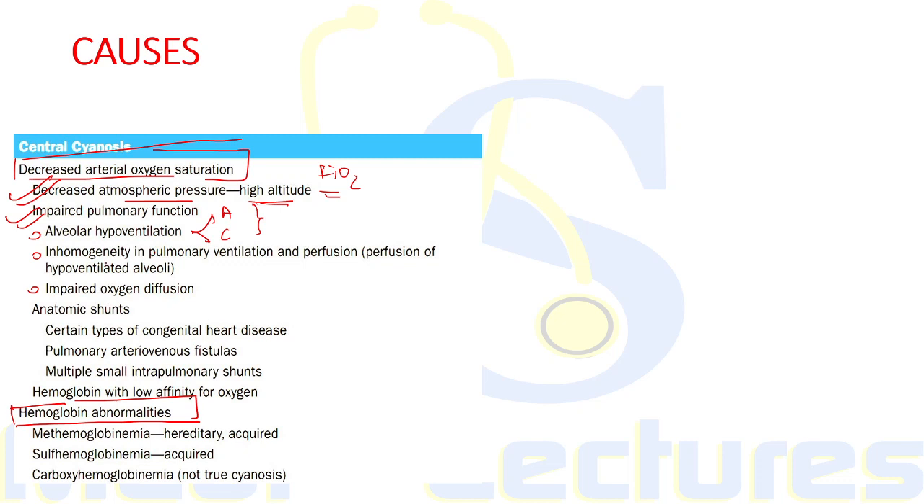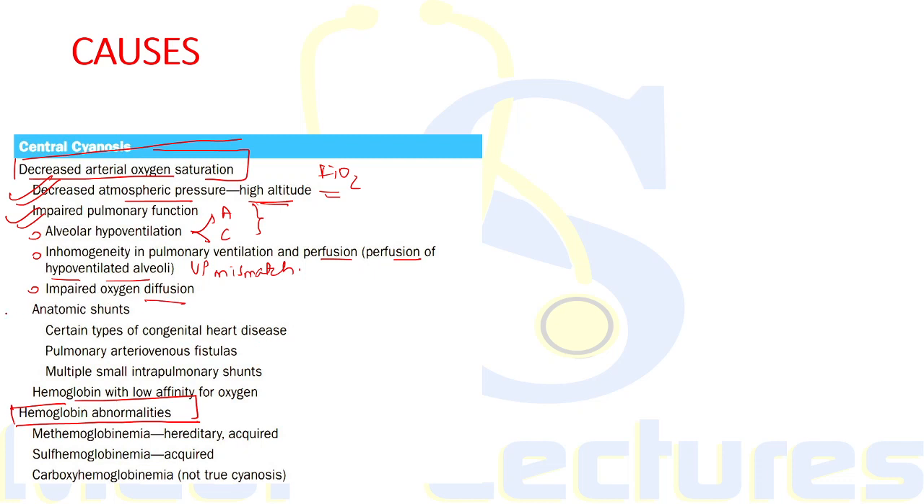There can be inhomogeneity in pulmonary ventilation and perfusion, that is perfusion of hypoventilated alveoli will occur. This is known as ventilation perfusion mismatch. And finally, there can be impaired oxygen diffusion across the alveolar barrier.